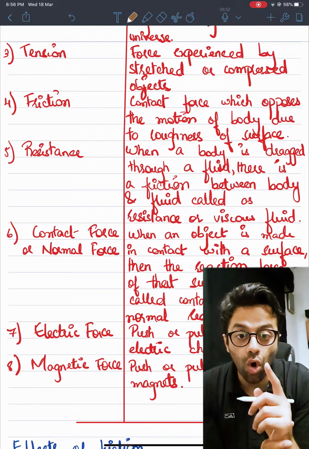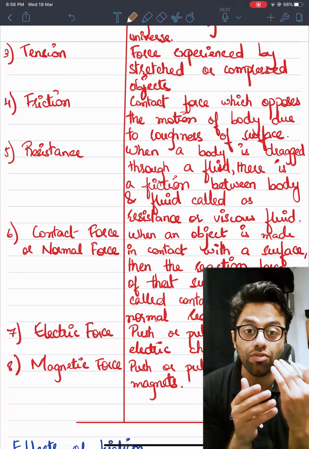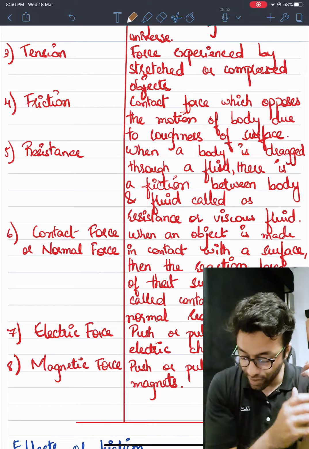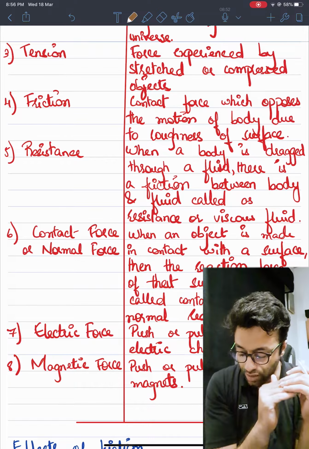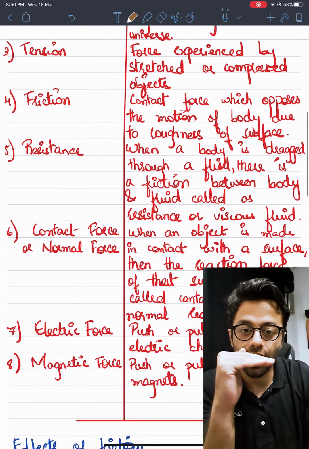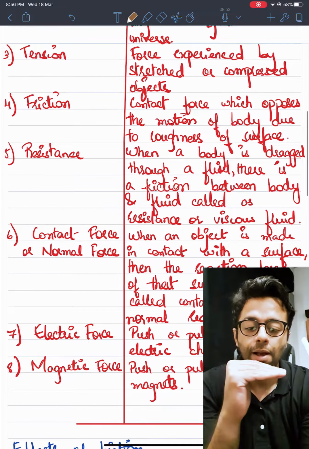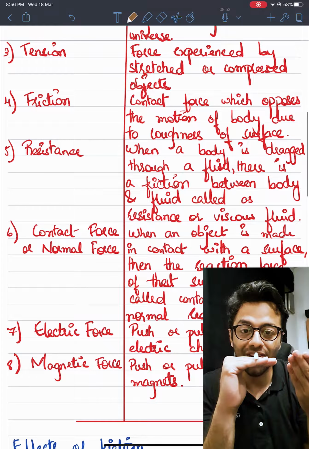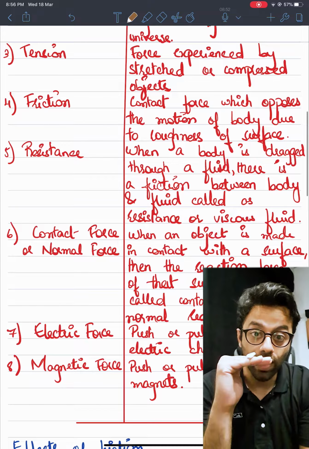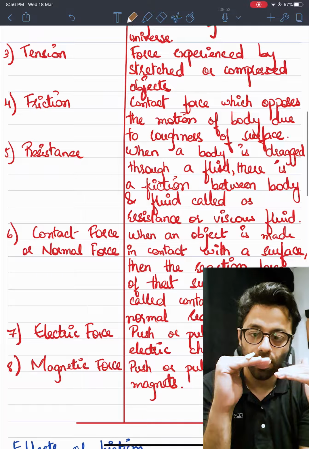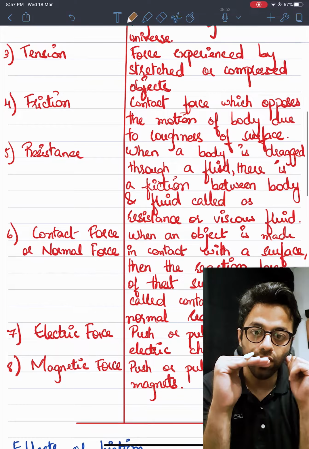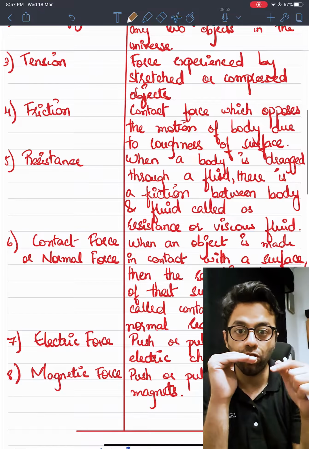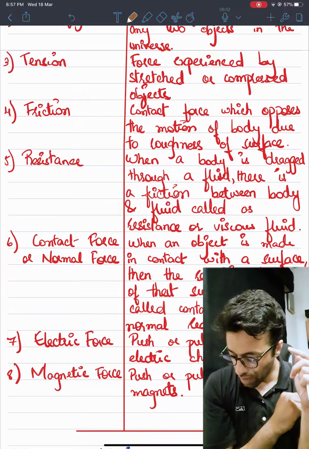Next is contact or normal force. Very important, and we don't even realize. Before today you wouldn't even know that this force existed. Contact force, when an object is made in contact with the surface, then the reaction force of that surface is called the contact force. Let's say my hand is a table, for simplicity's sake, and this pen is resting on the table. Please don't fall. So this pen is resting on the table. The pen wants to fall down. Why? Because of force of gravity. It wants the pen to fall down. But there's a normal force acting on the pen because of my hand, and this normal force is acting upwards. The force of the pen is acting downwards.